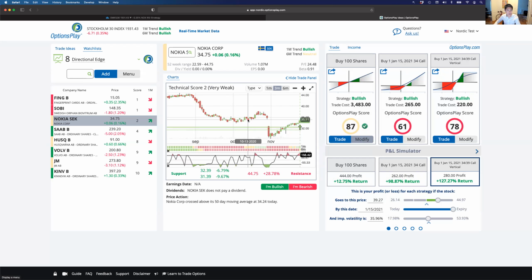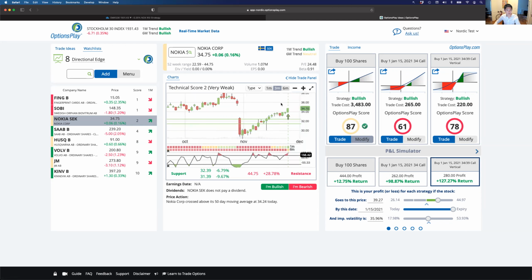But as you can see, it tried to turn around here, but the 6-month trend remained bearish this whole time until just today. Today was the first time that Nokia turned bullish. As you can see here, it broke out above this recent high and started to turn bullish here. So this is a very early opportunity.